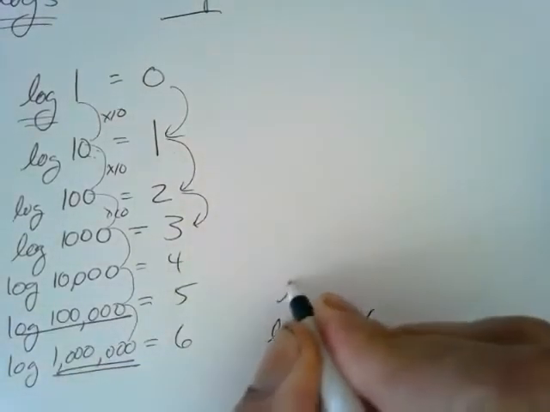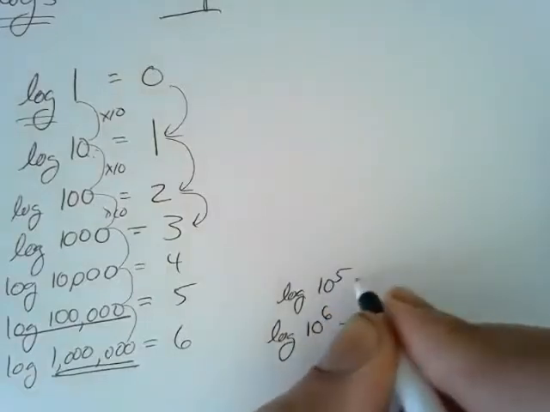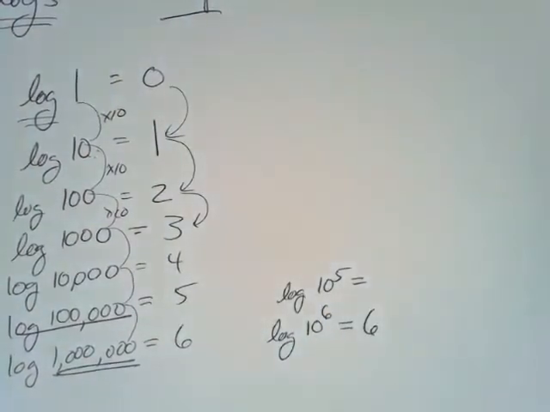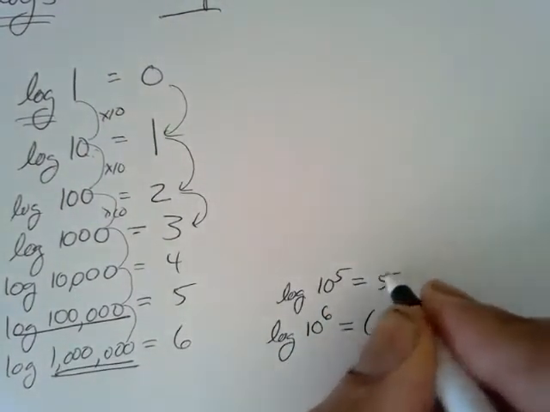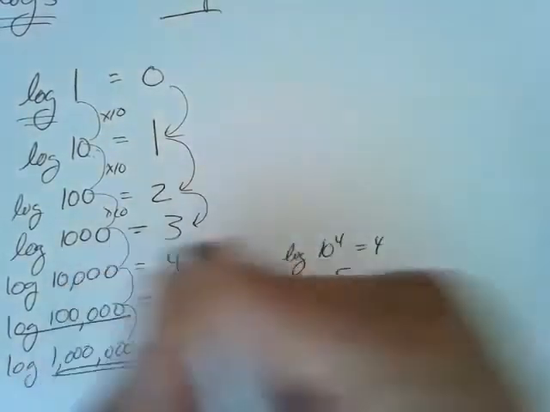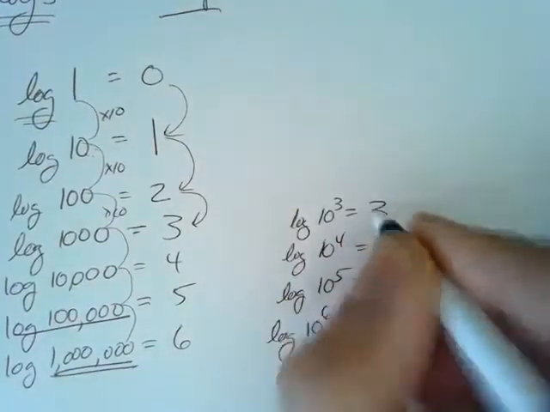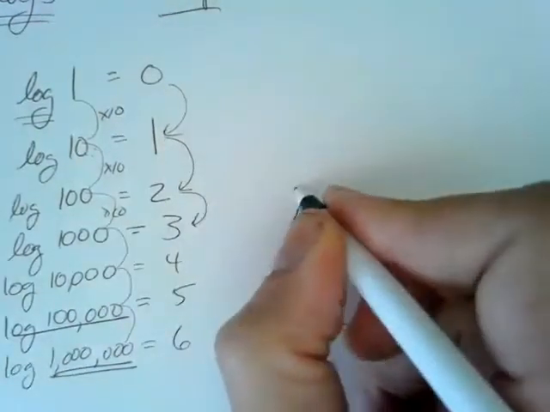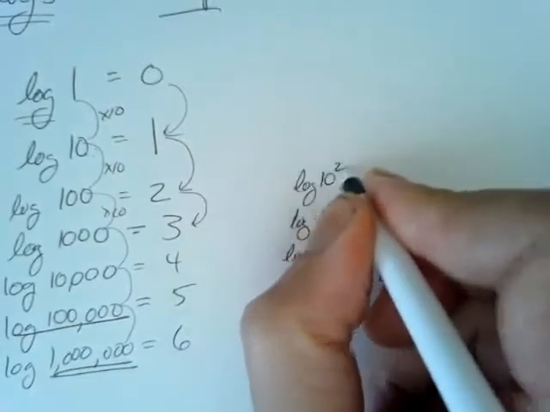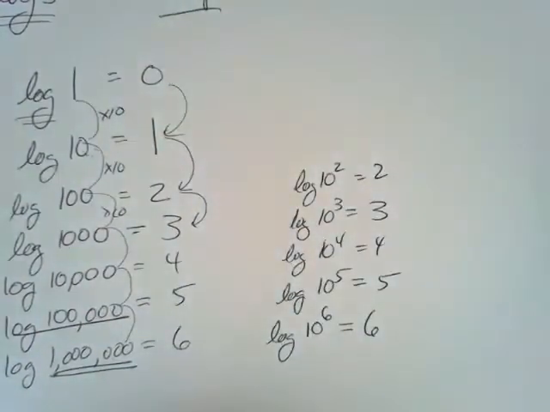How can we rewrite log of 100,000? That would be log of 10 to the 5th. And we said that that is equal to 5. And log of 10 to the 4th is 4. 1,000 is 10 to the 3rd. And we saw that that's equal to 3. 100 is just 10 times 10, or 10 squared, and that was 2.